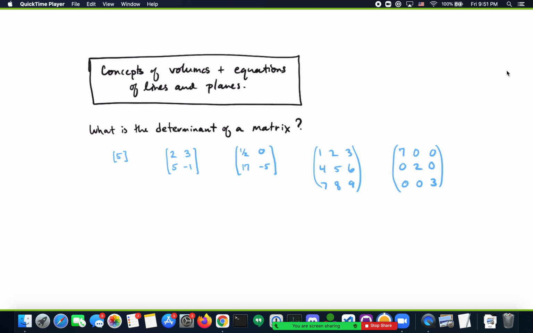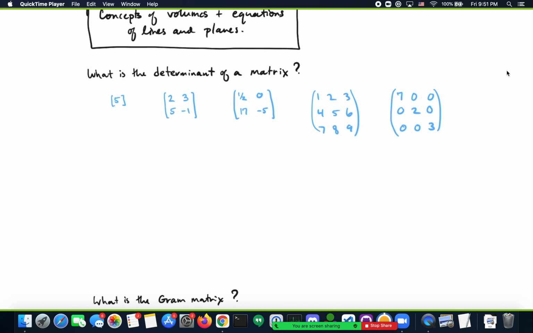Okay, hello everybody. So we're going to talk about the concepts that are needed for roughly, I think, problems 9 through 15. Then after this, we'll be ready for all those problems. So yeah, let's begin. It'll have to do with volumes and then also equations of lines and planes, which are flat things.